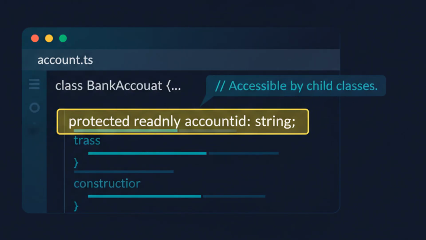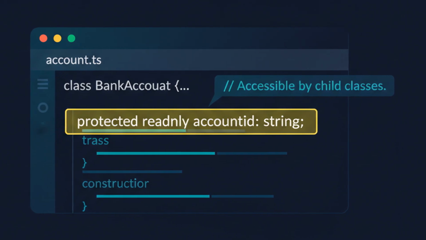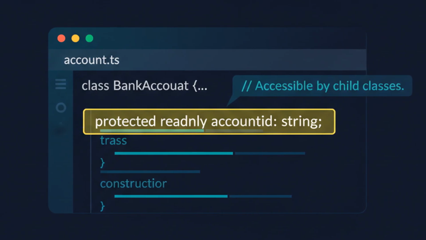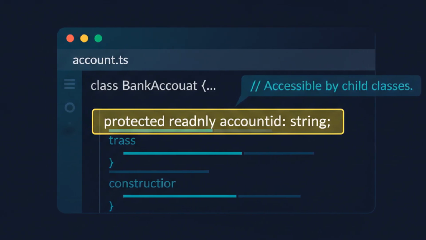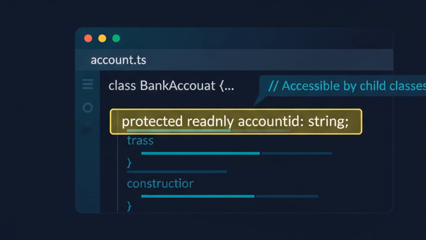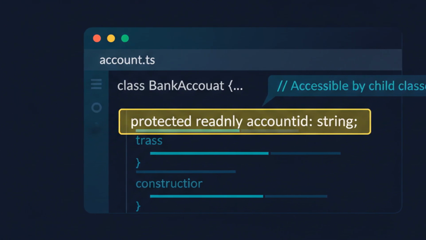Protected sits in the middle. Like private, outside code can't touch it. But unlike private, child classes that extend this one can. We'll fully understand this once we hit inheritance, but for now just remember, protected means this class and its descendants only. It's the family-only modifier.